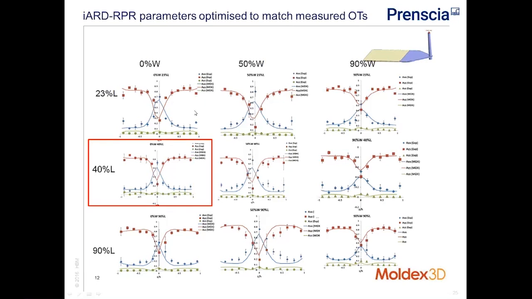So this is the most important one. This is the comparison of the predicted and measured orientation tensors at the middle of the plaque, which is where we cut the center of our specimens from.